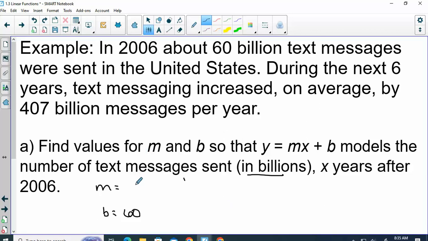So our slope, rise over run, that's how much it's changing each year. How do we know if it's positive or negative? Increasing would be positive. If it were decreasing each year, it would be negative. So my equation would be y equals 407x plus 60.